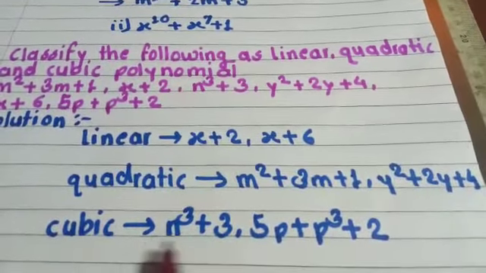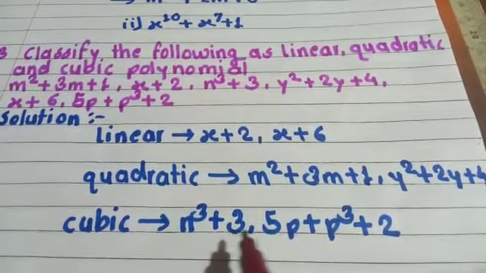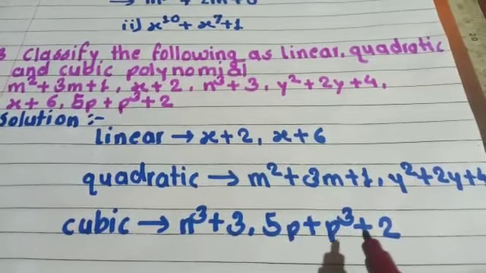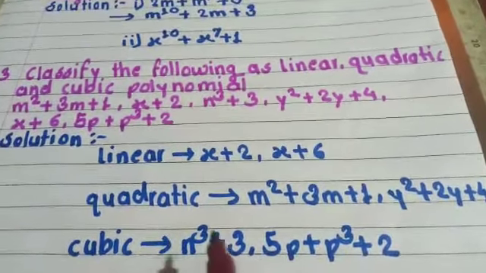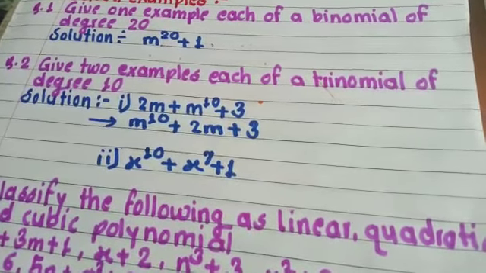And the remaining 2 are cubic equations or cubic polynomials, that is n cube plus 3 and 5p plus p cube plus 2. Okay, I hope you understand this first part. Now we will see the remaining part in the next video.